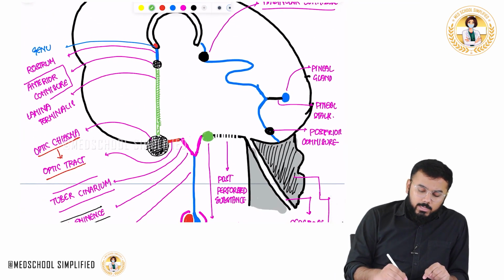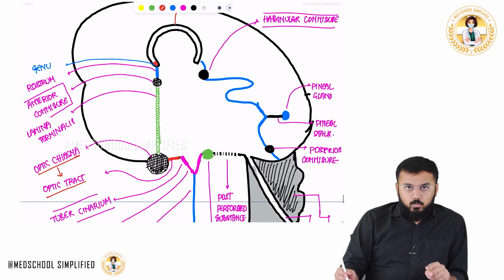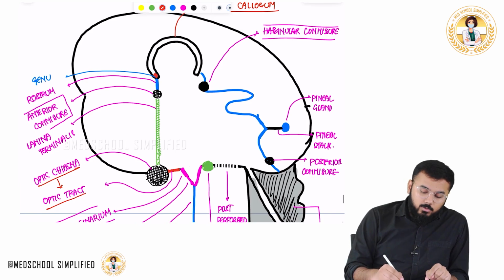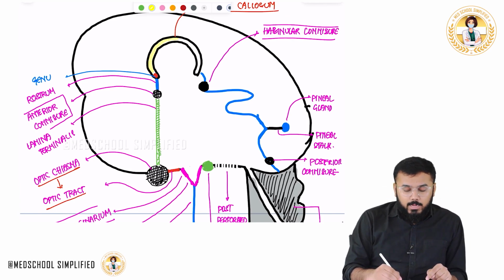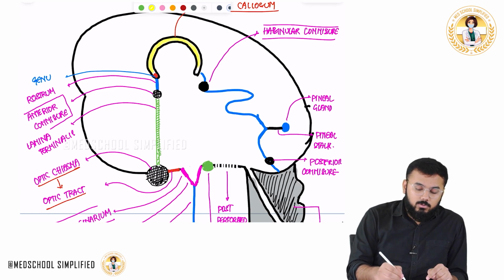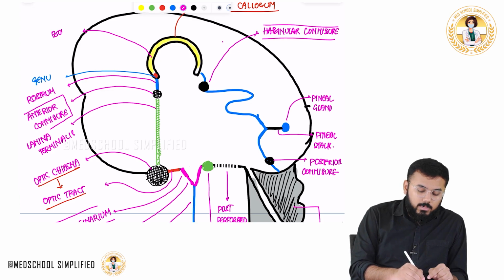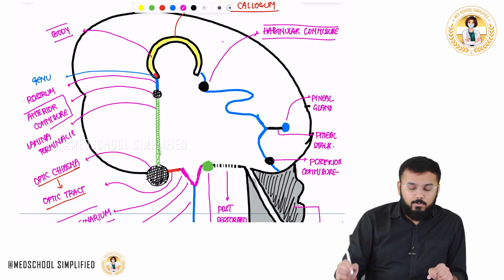Now, the next important thing is that this is called the genu. Behind this genu, this entire structure which I am highlighting now with the yellow, you see, this entire part over here is called your body. This is the body of your what? Body of your corpus callosum.